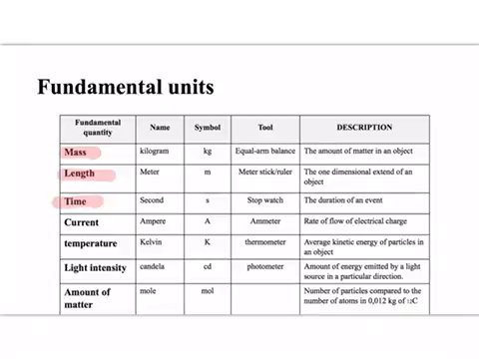The fourth one is the current. The unit of current is ampere. We use the capital A. We use an ammeter to measure electric current. It's the rate of flow of electric charge per unit time.